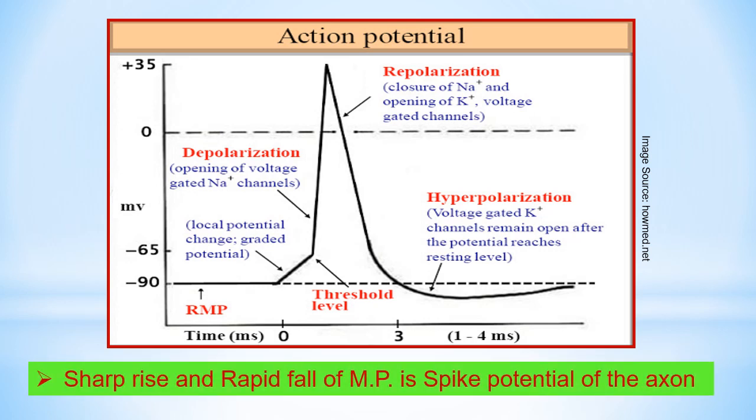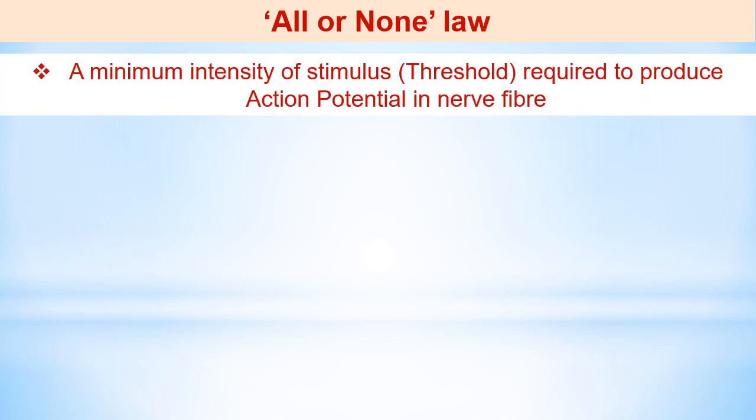So an important part of this action potential is that there occurs a rapid depolarization process because of rapid entry of sodium ion, and at the same time, when the repolarization process occurs, the first stage is a very rapid process of repolarization. So a sharp rise and rapid fall of membrane potential is actually known as the spike potential of the axon. Here you can discuss an important aspect of generation of action potential, and that is the all or none law. It states that a minimum intensity of stimulus is required to produce the action potential in nerve fiber.